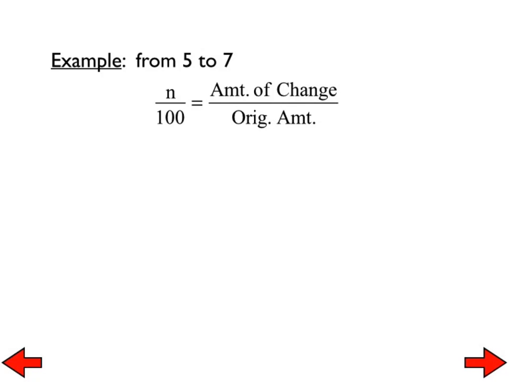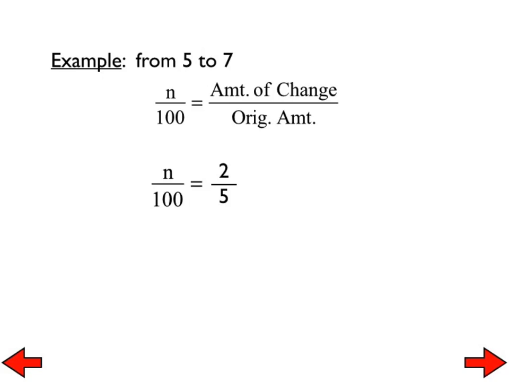Okay. So we have an example here from 5 to 7. And if we're interested in finding the percent that it changed when we went from 5 to 7, we would start by thinking about this proportion right here. N over 100 equals the amount of change over the original amount. So we'll start with this. N over 100, because we're finding the percent. Now the next question is, what is the amount of change? All right, so we have n over 100. The amount of change is 2. The original amount was 5.